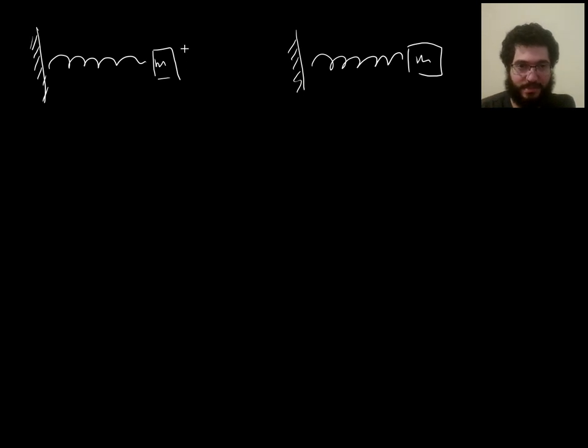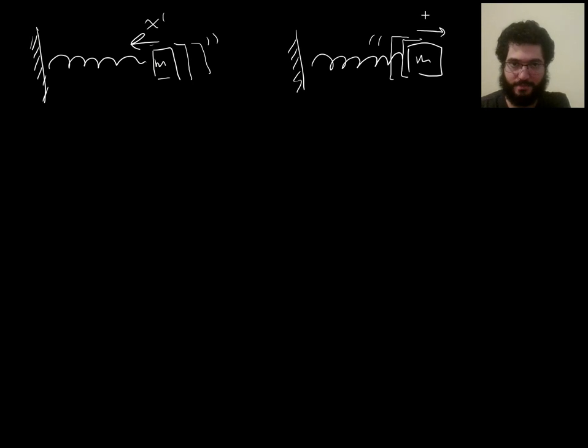So let's say it's moving. How do I indicate that it's moving to the left? How about some motion blur? Like that. It's moving that way. So this is x prime. It's moving that way. And in this situation, some motion blur like this. It's moving that way.